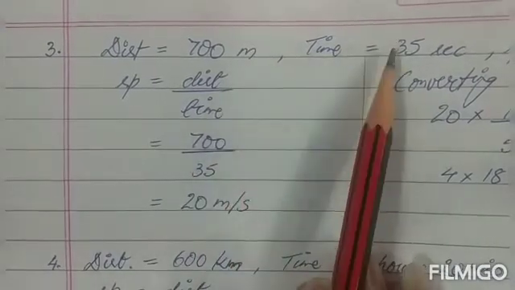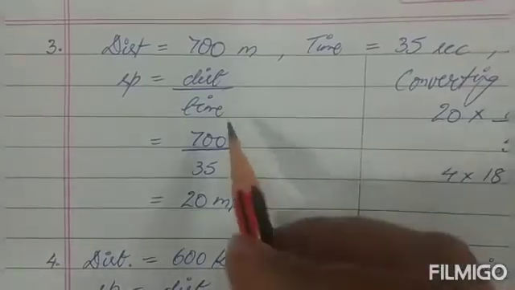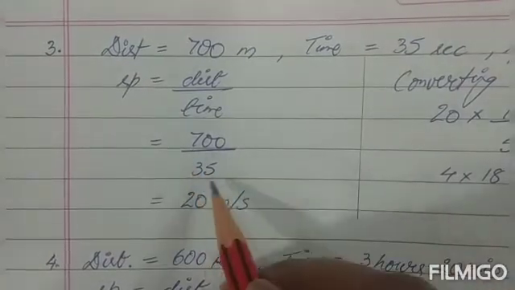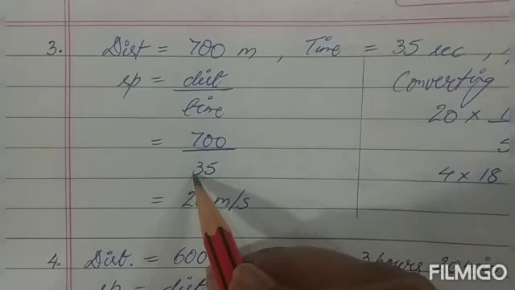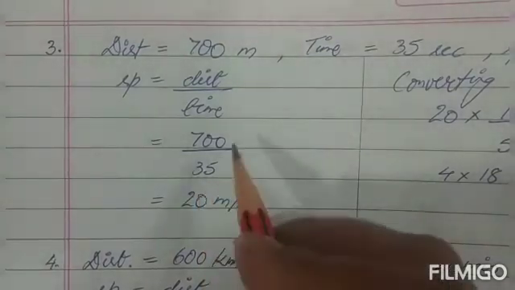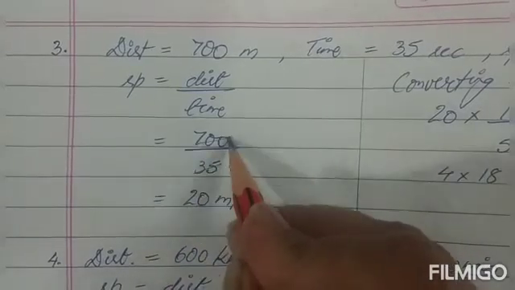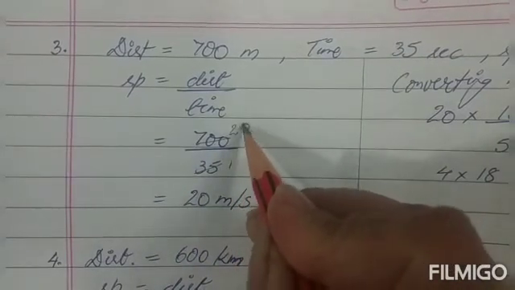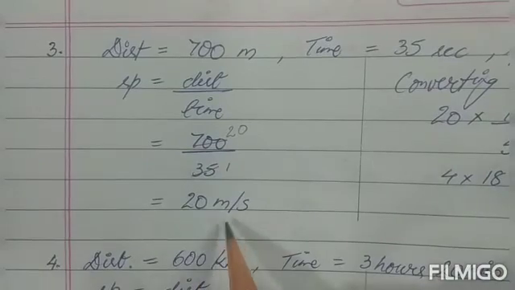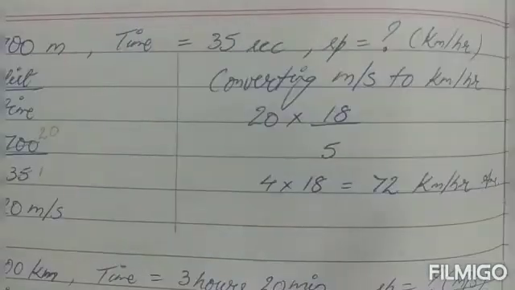Both of them are given in meters and seconds, so we can calculate the speed, children. Cancel over here. By 35 also I am doing it, but you can reduce it with a lower number like 5 or 7 also you can take. So 35 ones are 35, and 35 twos are 70 and 0. So speed is 20 meters per second.